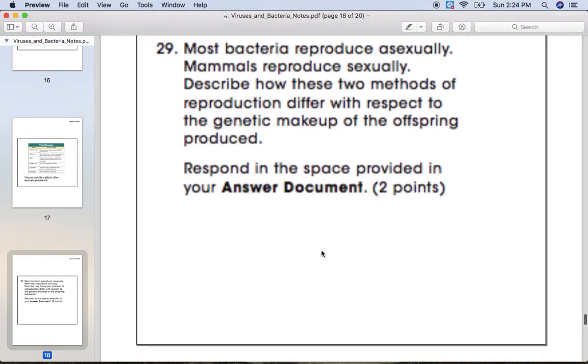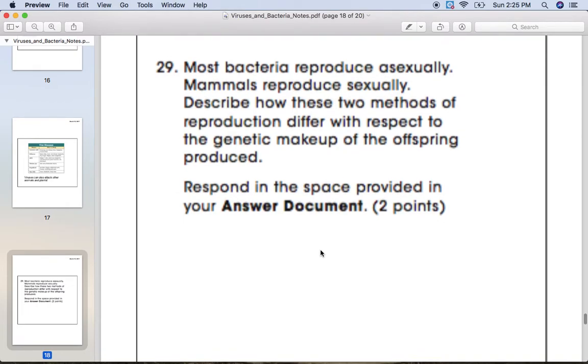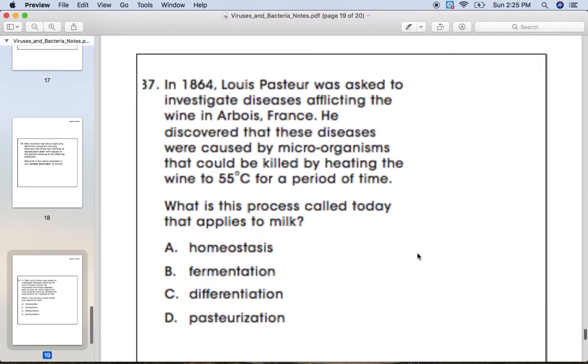And really all this question is asking is, which of these types of reproduction would produce organisms that were genetically identical, and which would produce organisms that were genetically diverse? And so, of course, with asexual reproduction, the offspring are genetically identical to the parents. Sexual reproduction provides for genetic diversity. You are a mix of your mother and father's genetics.